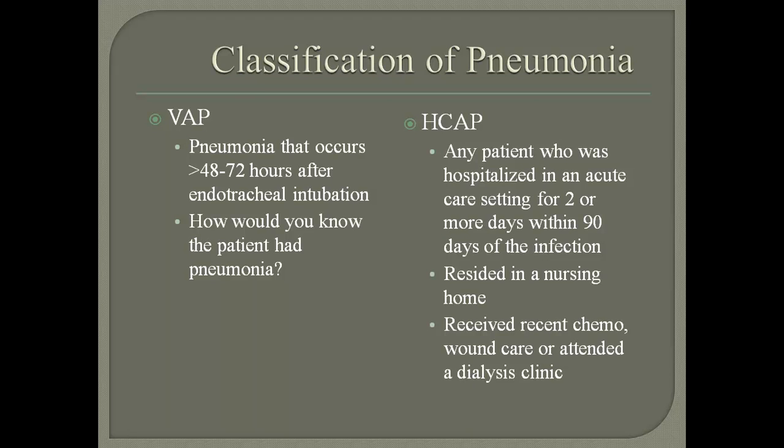Then we have VAP, or ventilator-associated pneumonia. These are in intubated patients, so it's an endotracheal-associated pneumonia, where they're being suctioned and we're introducing secretions with this lack of a good natural barrier system. So this is pneumonia that occurs 48 to 72 hours after endotracheal intubation. How would you know the patient had pneumonia? Again, a spike in fever, we look at their x-ray, some sort of change.